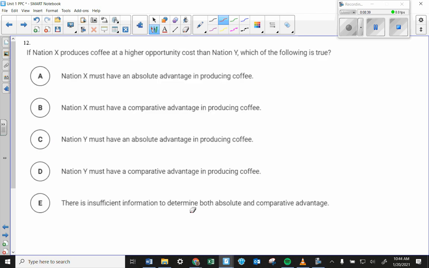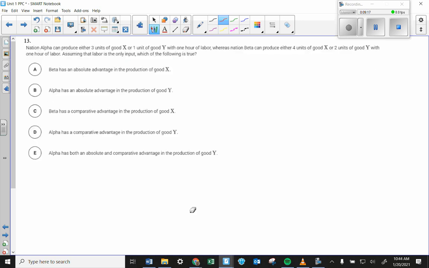Okay, number 12, they give you this information about if nation X produces coffee at a higher opportunity cost than Y, which of the following is true? And basically all this is that Y has the comparative advantage in coffee, okay? Because you don't want X producing coffee because they have a higher opportunity cost, which means that Y has a lower opportunity cost. So you want Y producing the coffee because they can produce coffee at a lower opportunity cost. It's really just a definitional question dealing with opportunity cost.